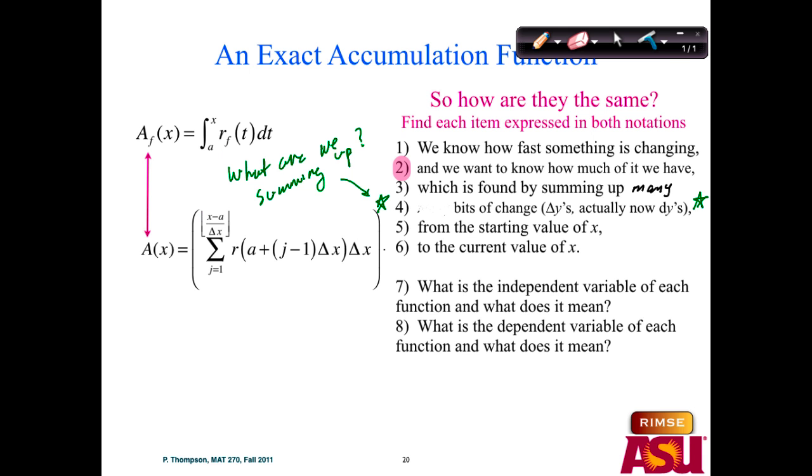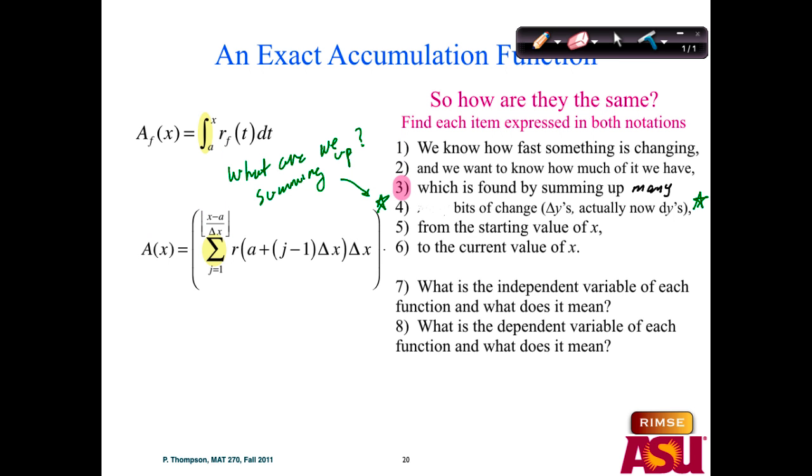Which is found by summing up many. Where do we see that in both? Where do we see that in the top equation? Summing up many, or summing up more than one. The integral from a to x. And then the bottom one? Sigma, right? This is number 3. It's found by summing up many.